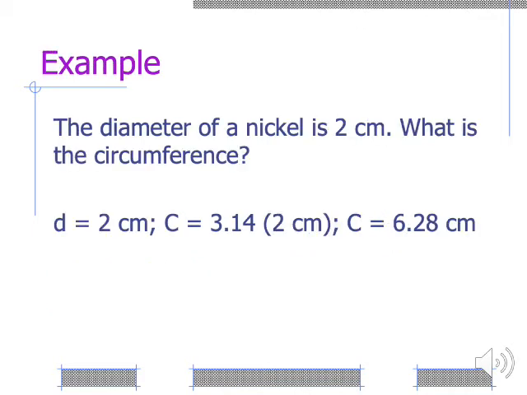Okay, so let us have an example. The diameter of a nickel is 2 cm. What is its circumference? So you're given the diameter, 2. To find the circumference, it is pi d, or that is 2 pi, or basically if you substitute pi with 3.14, that is 6.28.